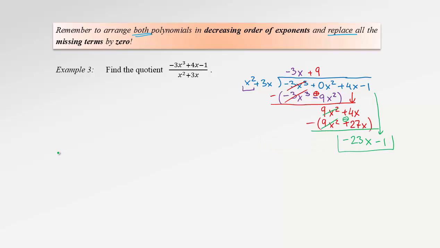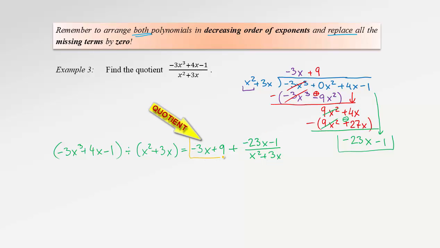Therefore, we can say that negative 3x cubed plus 4x minus 1 when divided by x squared plus 3x leaves us with negative 3x plus 9 plus the remainder. The remainder is negative 23x minus 1 over the divisor x squared plus 3x. So that's the part that is left over. It wasn't divided yet. The actual quotient is here, and that's the remainder.